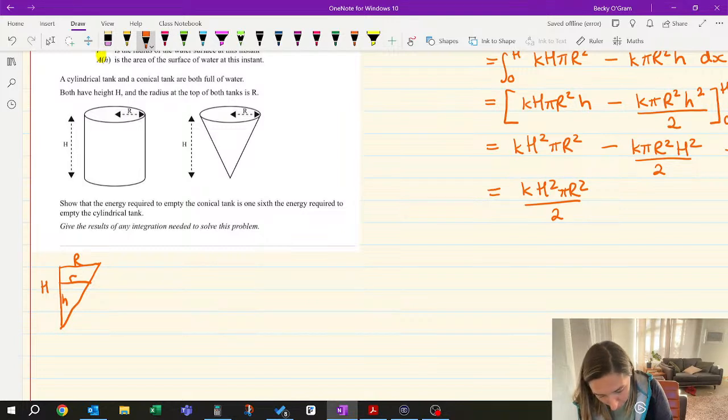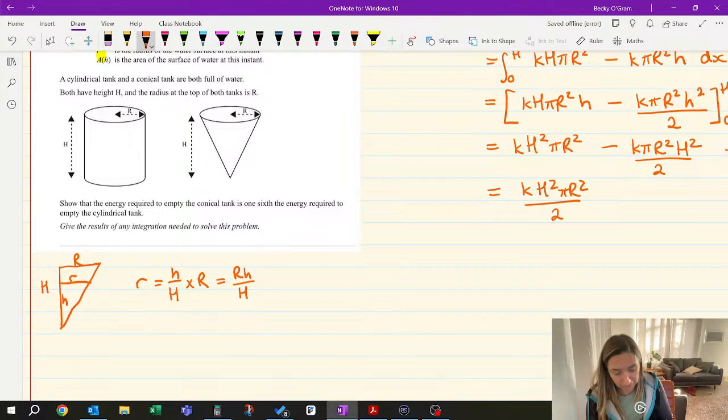So because of proportionality, if we do little r over big R, that will be the same as little h over big H, which means that small r is equal to little h over big H times big R, or in other words, R h over H. So now we've expressed r in terms of h. We can substitute it into the formula that we had before. So E for the cone.